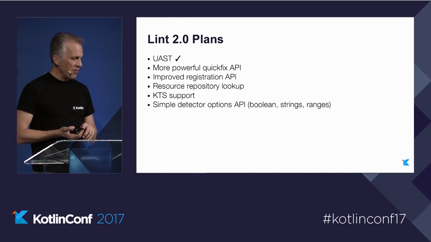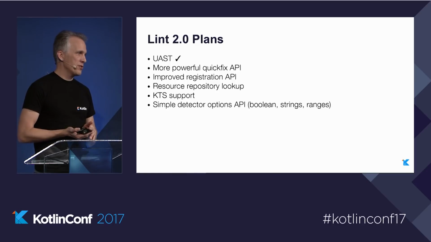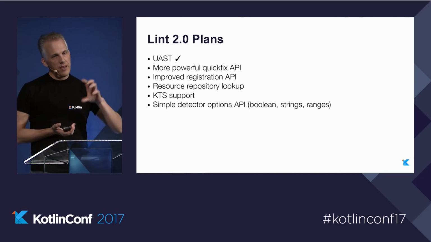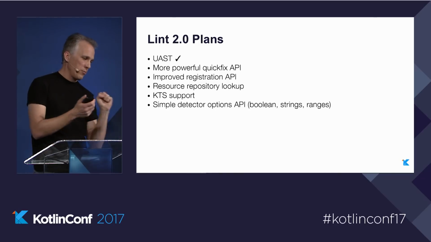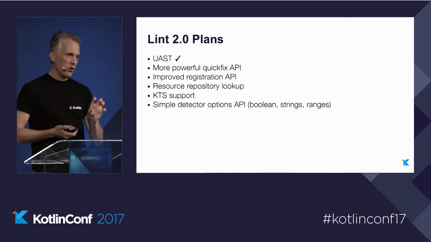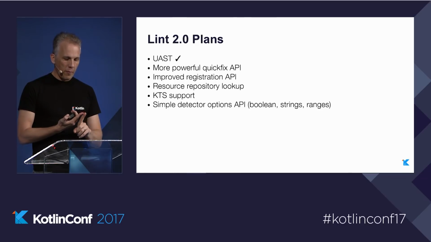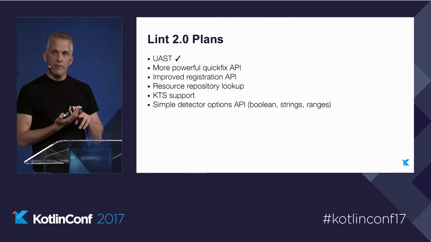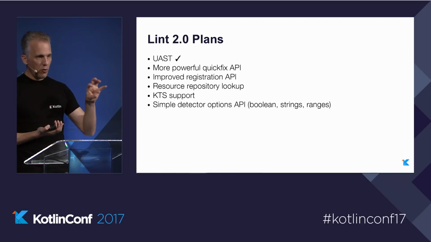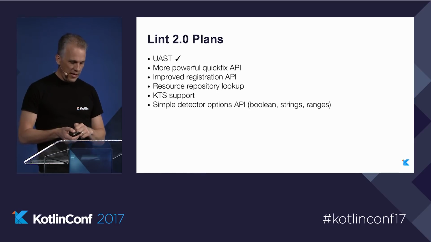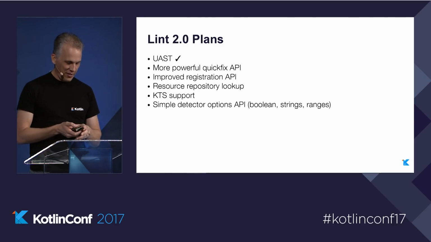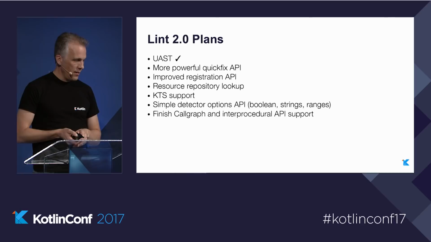And a lot of people have requested an options API for Lint rules. So you may want to say, hey, I want to take a string, an integer parameter, or a range or something like that. So we want to have some way for your Lint check to declare this, and then for it to automatically work, so that users can configure your Lint check from build.gradle, and also to build a little UI in the inspections UI so that people can customize your Lint check without having to set environment variables or system properties or anything like that.